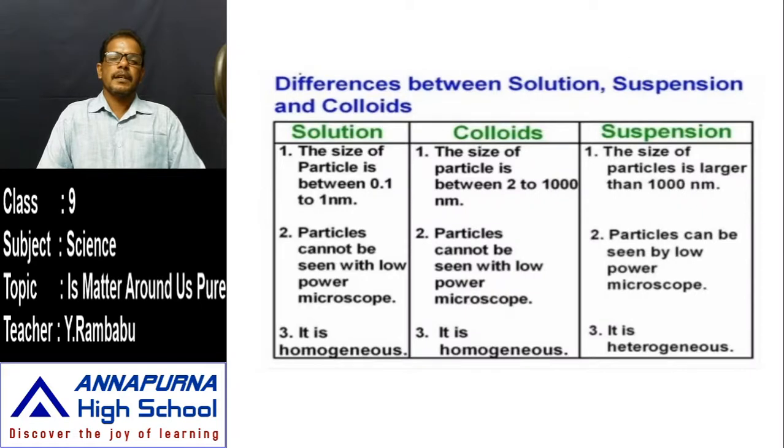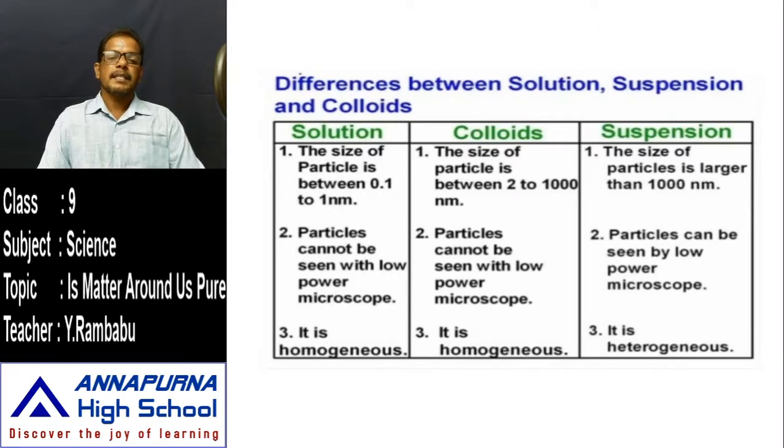Next, suspensions. If you observe the size in suspensions, particles are also there, but their size is larger than 1000 nanometer. That means the particle size is large. If they are large, they are visible to our naked eye. And if they are visible to the naked eye, automatically the path of the light is clearly visible. Next, particles cannot be seen with a low power microscope in a solution. Why? Their size is very small.